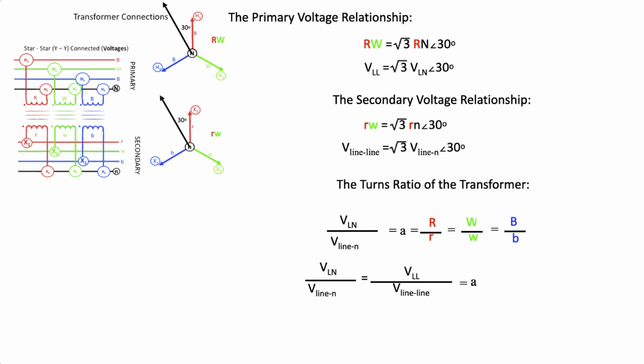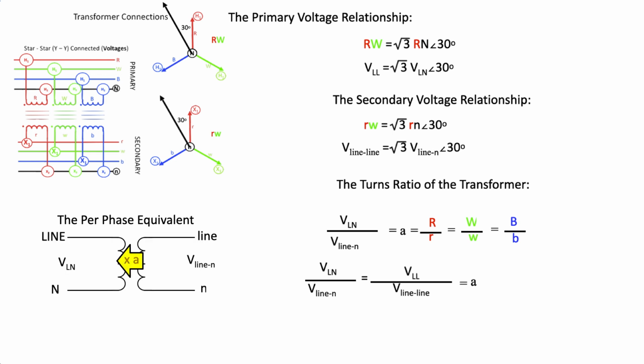When analyzing these transformer connections, for the most part, if not all of the time, we are considering the system to be balanced. That is, we have balanced voltages that are equal in magnitude and 120 degrees apart. So if we wanted to develop the per phase analysis of a transformer that was Y-Y connected, the per phase equivalent of this transformer would look like this.